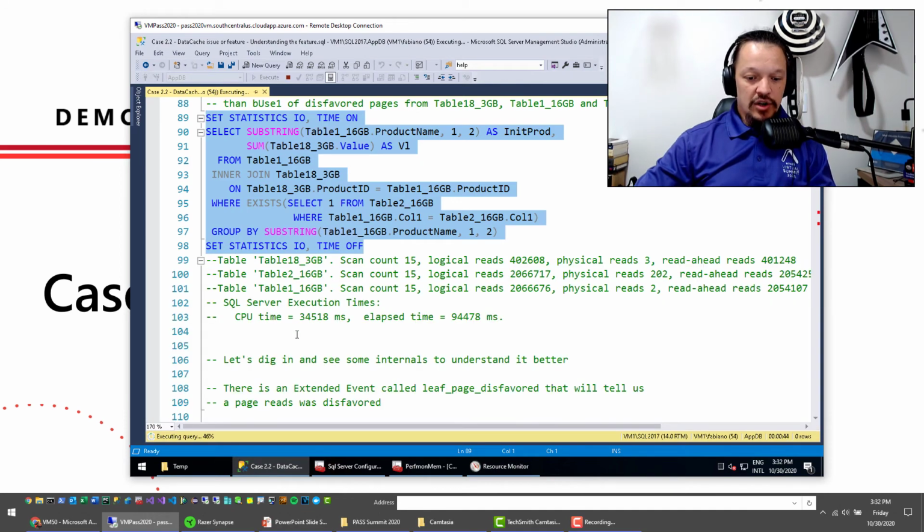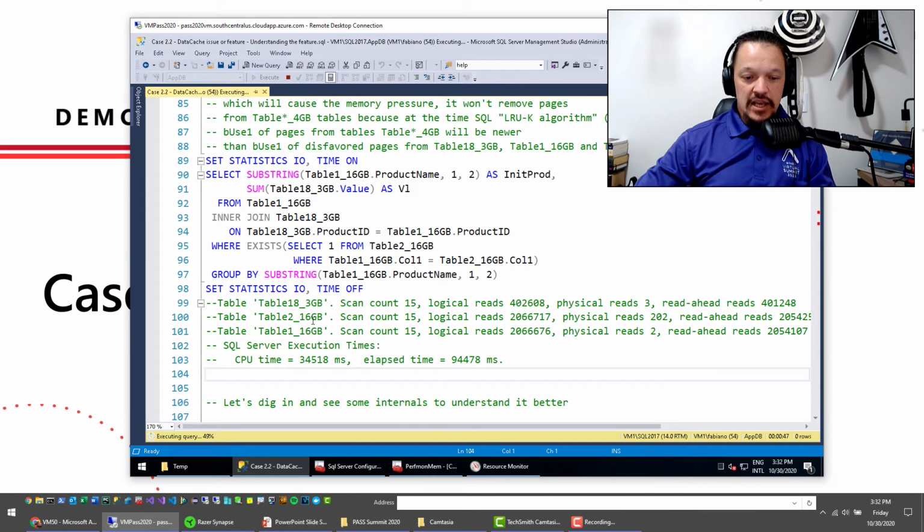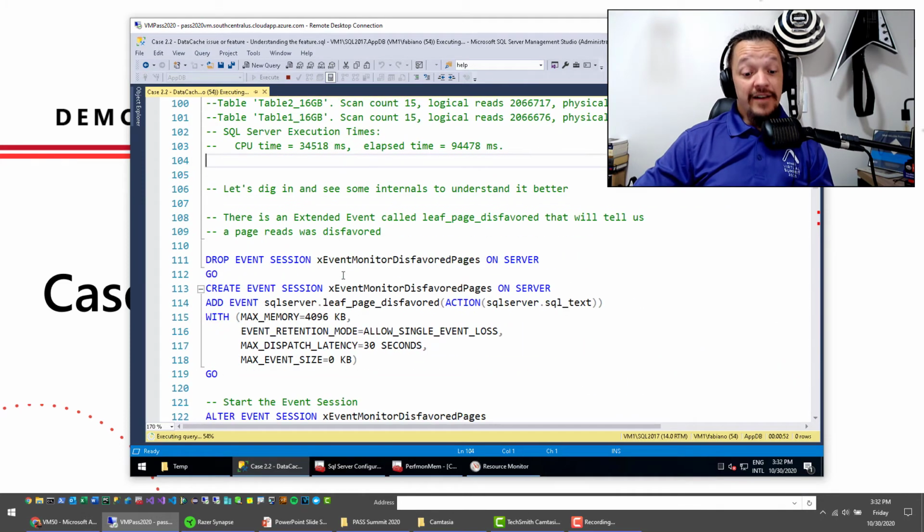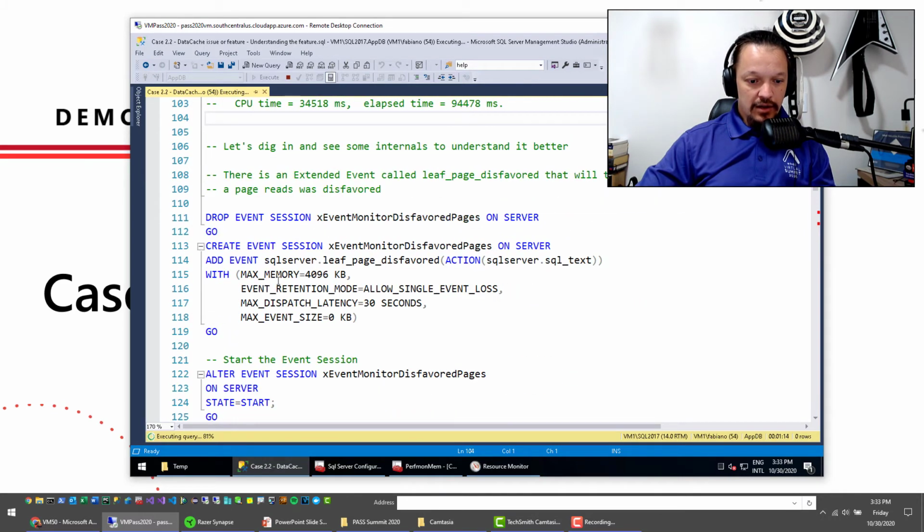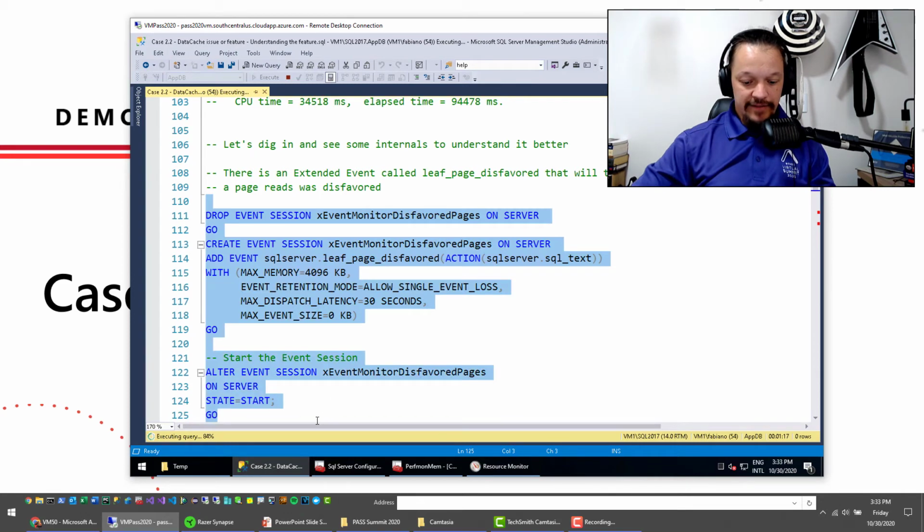And you can actually see this happening in an extended event. There's an extended event called leaf page disfavored, and this is going to tell us when a page read was disfavored, that is, updated with the disfavored value in the internal buff structure that I mentioned. So the query is running. While it's running, let me create this event, this X event.